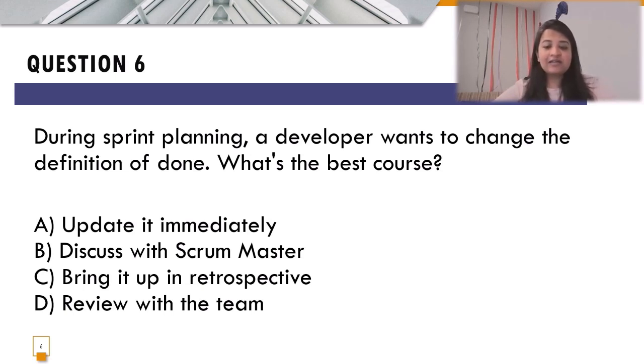So the correct answer over here has to be option D, because you cannot take the action directly as a project manager by updating it immediately just because one of the developers has suggested the change for the definition of done. Or if you discuss it with the Scrum Master, again, it has to be reviewed and agreed upon by the team members, so not only discussing with the Scrum Master would be a matter here. And option C is to bring it up in retrospective. Retrospective happens at the end of the sprint once the release is done. So that would definitely not be the case whenever you are planning the sprint and things come up during that sprint planning process.